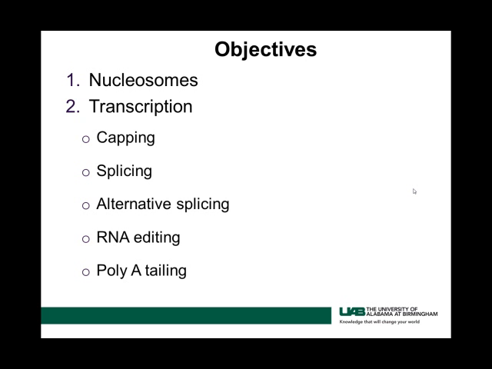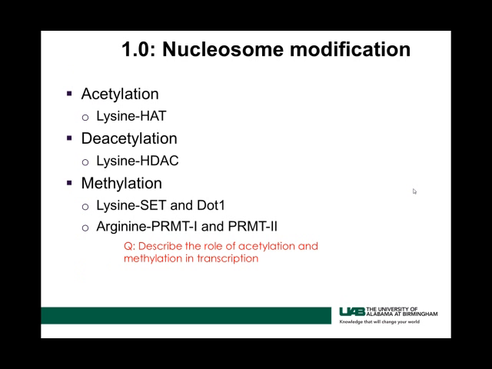RNA editing using guide RNA, and the use of polymerase for tailing the messenger RNA with a number of adenine residues. Let's begin with nucleosome modification. We have looked at it in the past that acetylation, deacetylation, methylation, and demethylation can affect the compact nature of the chromatin.